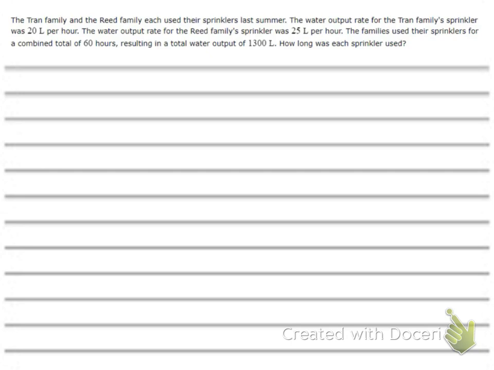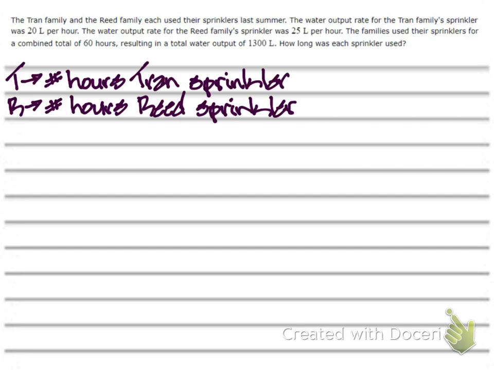So here we have a family using their sprinklers. We know the water output rate for each sprinkler, and we know that they use them for a total of 60 hours, resulting in a water output of 1,300. So I'm going to let T be the number of hours that the Tran sprinkler ran, and R be the number of hours the Reed sprinkler ran. So it says they ran for a combined total of 60 hours. So T plus R equals 60. If you don't like T and R, you can use X and Y. It doesn't matter.